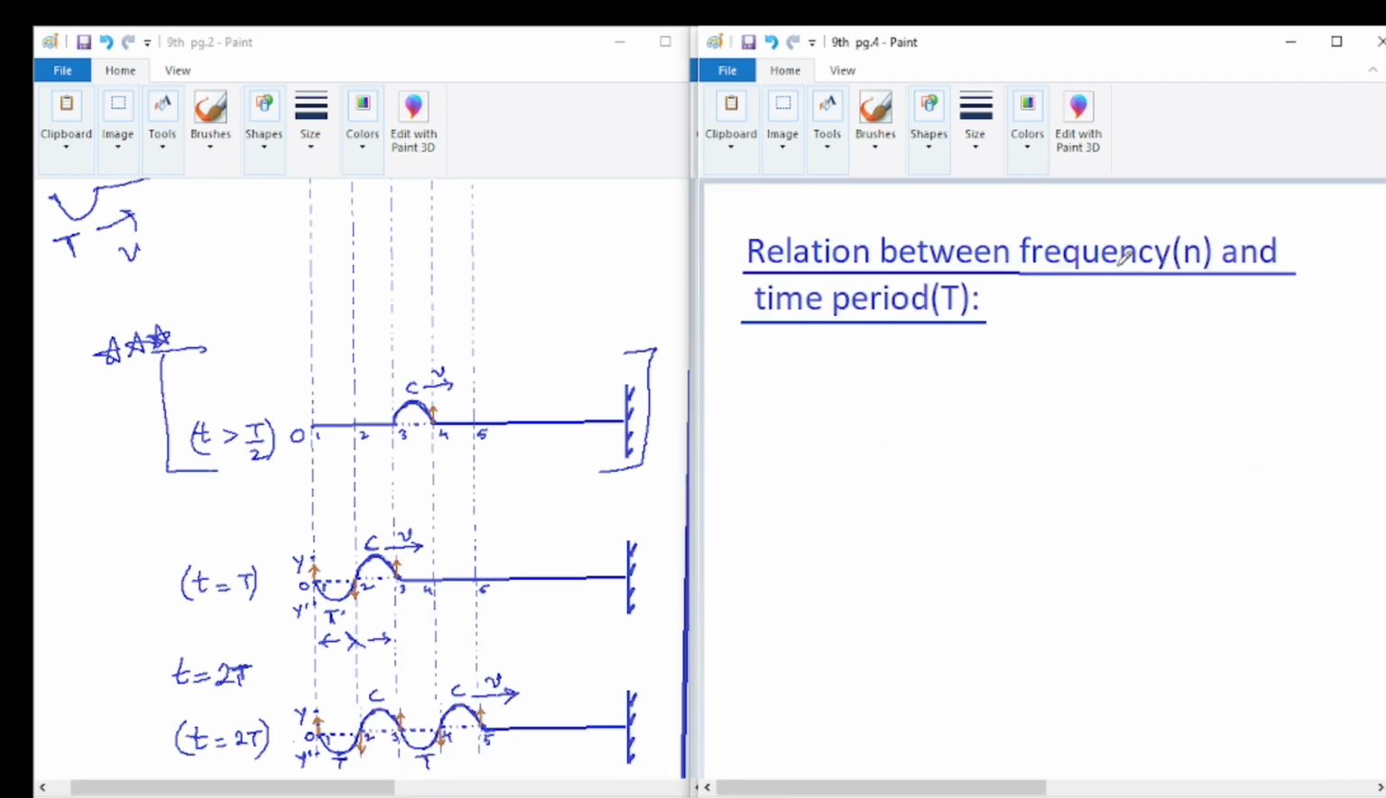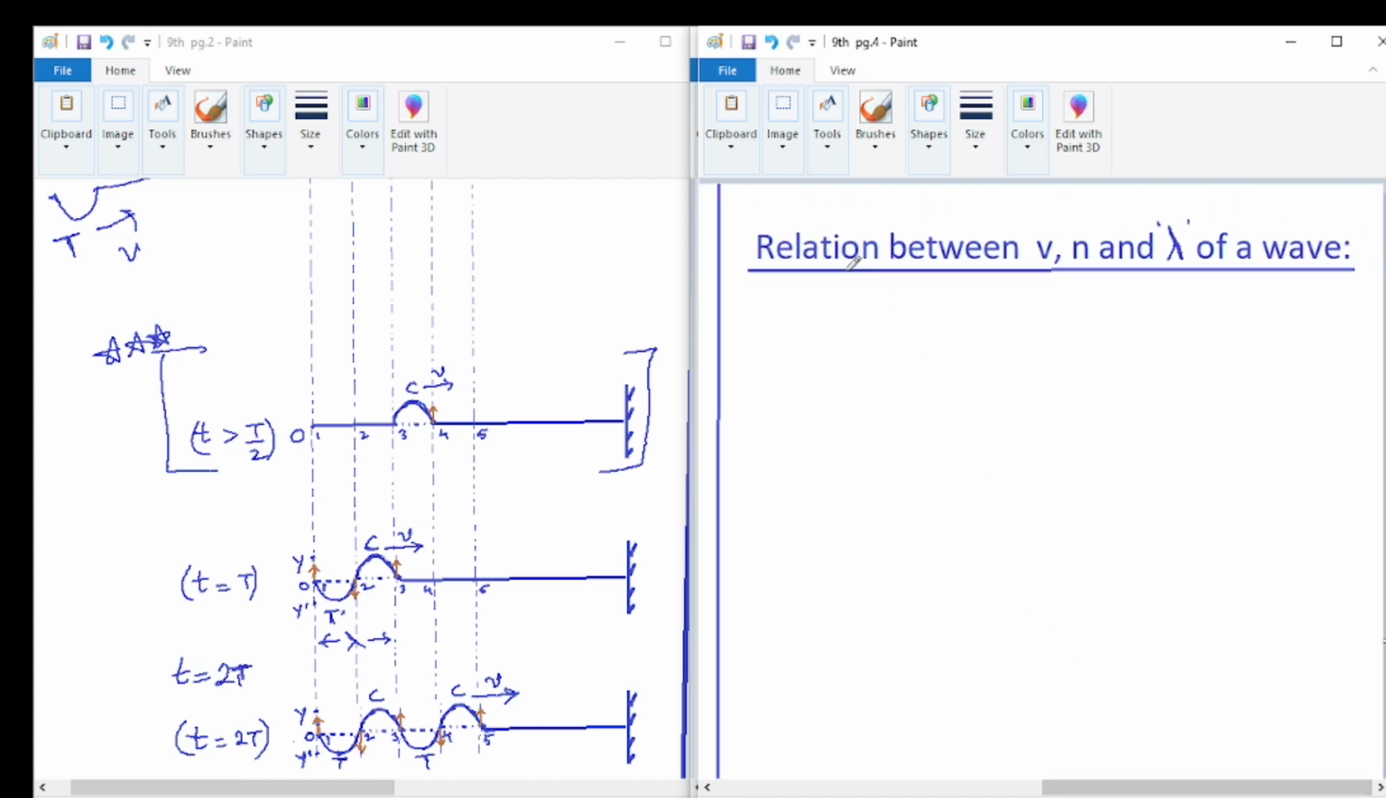It's called relation between frequency n and time period t. This is actually a 3 marks answer, strictly speaking. So it doesn't take much time. And the next topic is the real topic, the most powerful, most important equation related to wave motion: relation between velocity, frequency and wavelength of a wave. Directly using the definition of a wavelength, it comes in just 2 steps. So this is the 4 marks answer. It carries around 3 to 4 marks. Sometimes it's given only for 3 marks, usually it's the 4 marks answer.